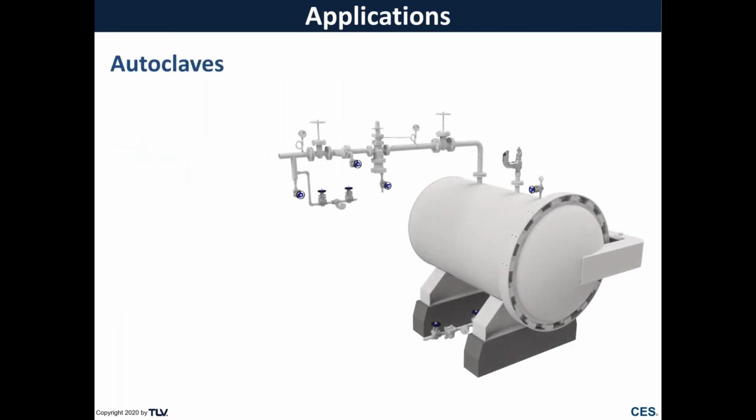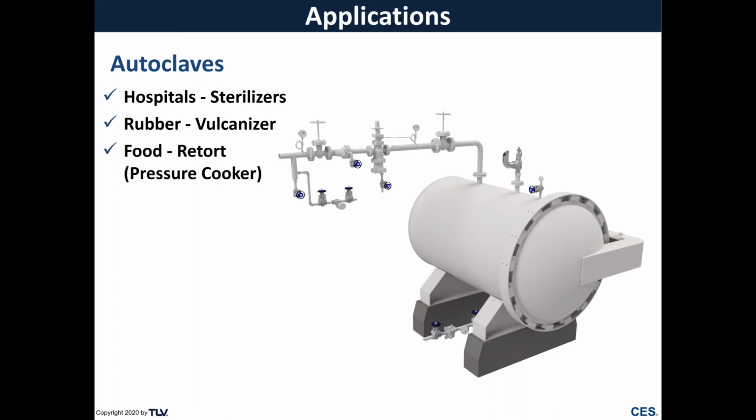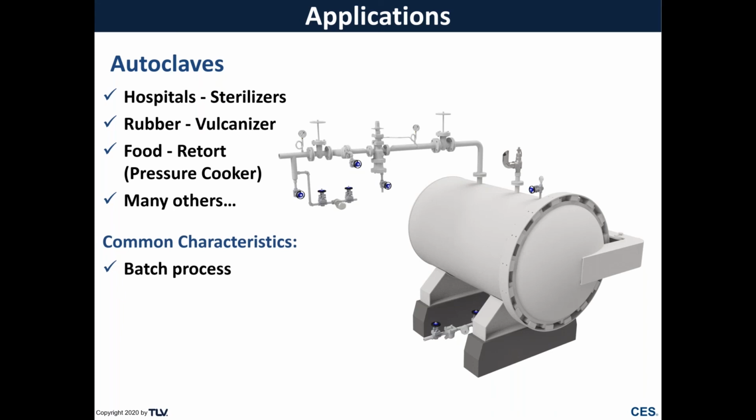Autoclaves are a relatively common application for steam pressure reduction. They can be found on hospital sterilizers, vulcanizers for curing rubber products, retorts or pressure cookers for cooking food, and many other pressure chamber applications. What these various autoclaves typically have in common is that they are batch processes in which the product to be heated is in a closed chamber pressurized to a particular steam pressure and temperature.